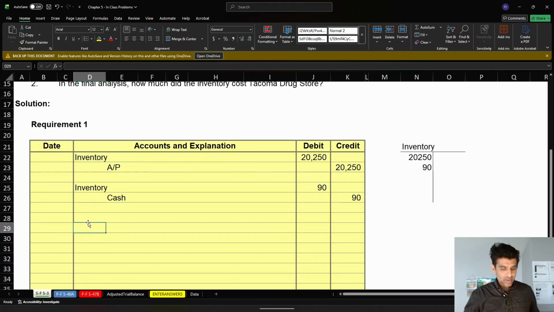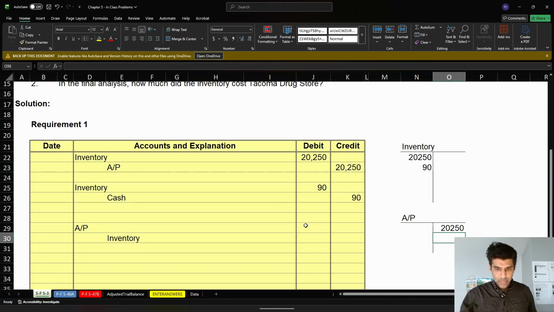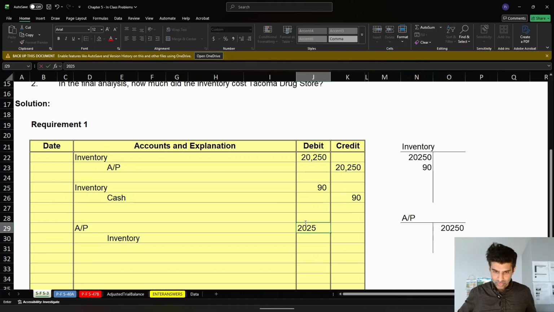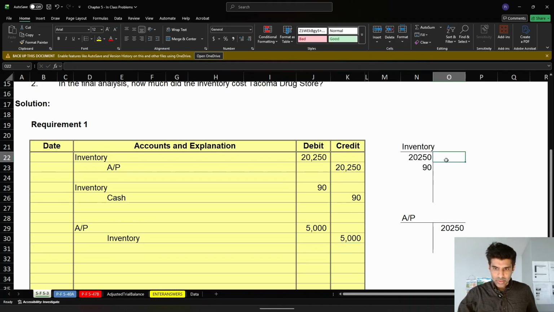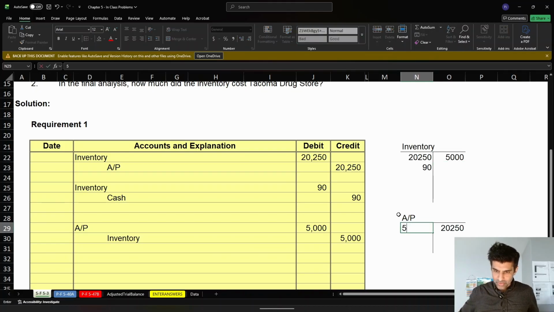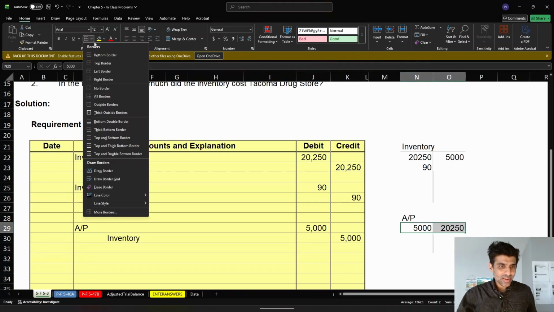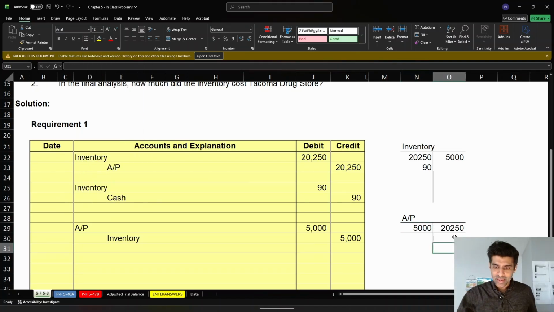Okay, so now when I post this, 5,000. Okay, so look, this credit to inventory is now here. Accounts payable gets a debit 5,000. Okay, so now this makes sense, right? The balance in accounts payable is properly reflecting how much I actually owe to this vendor.